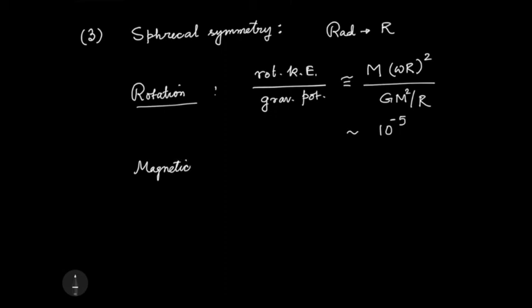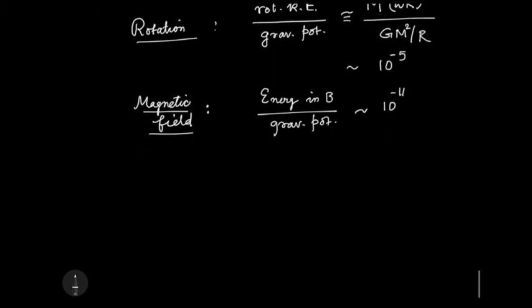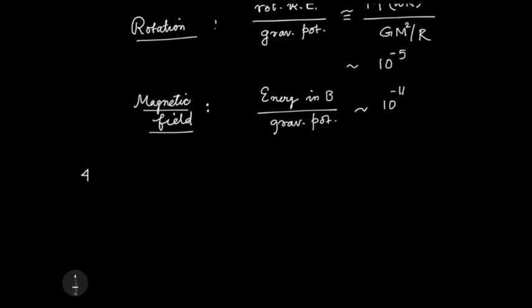What about magnetic field? The magnetic field also lines up things in a certain direction, which will destroy the rotational symmetry. So if you calculate now the energy in magnetic field by the gravitational potential energy, this turns out to be even smaller. It's much smaller, 10 to the minus 11. So I can forget about that. So we can assume spherical symmetry easily.